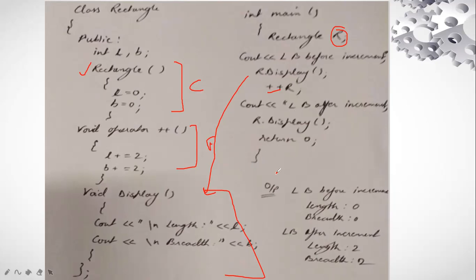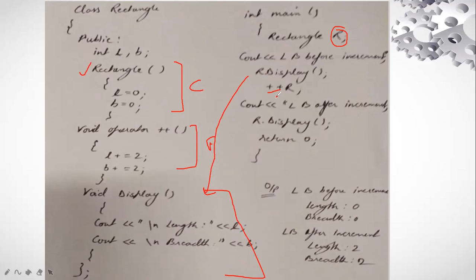So what will be the output for this? It will run int main. Object is created for class Rectangle, that is R. Print will be given as length breadth before increment. Display, it will move to this function. It will print length colon L. So before increment, as soon as it moves to this, it will give you the value as L equal to, it was initialized as 0, and B equal to 0. So length colon 0, breadth colon 0.